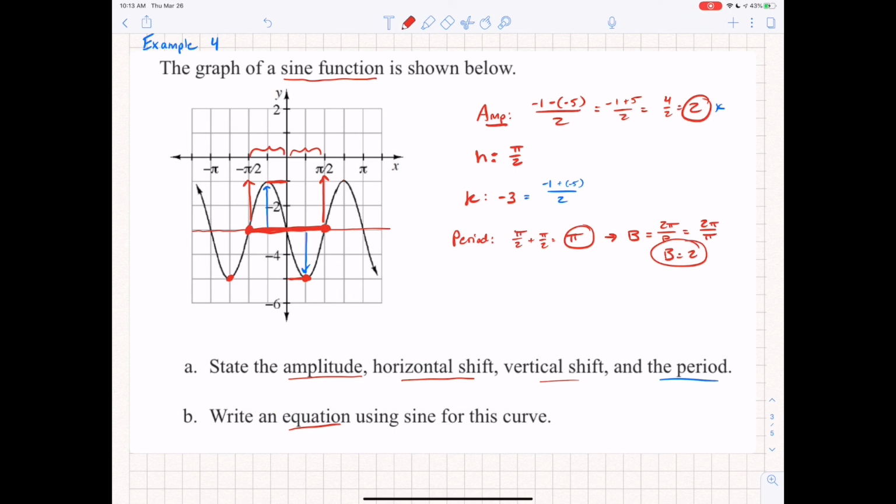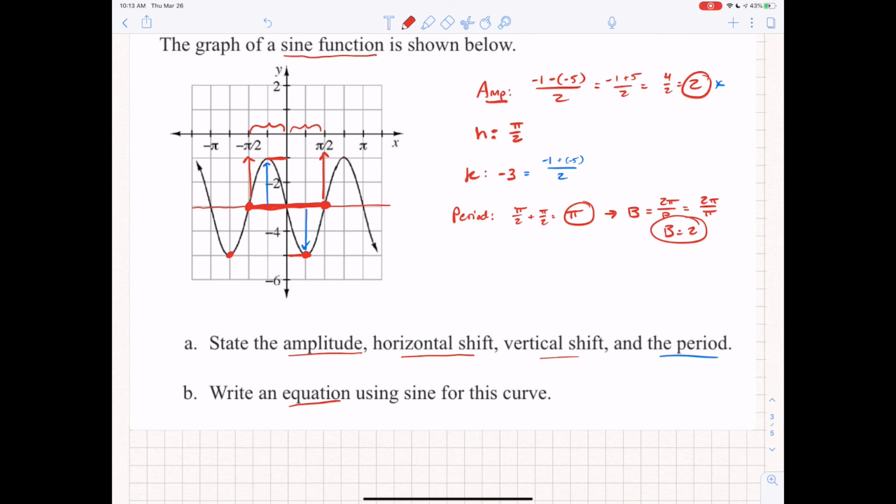Now I can go through and write my equation. So y is equal to my amplitude, which is 2, sine, frequency, which is also 2, parentheses x minus my h, which is pi over 2, close parentheses, and then minus 3 for my vertical shift. This graph is perfect because if I go to my starting x value, which is at pi over 2, the graph then goes up and then goes down, and I know it's going to come back up pi units to the right. Here's my model.